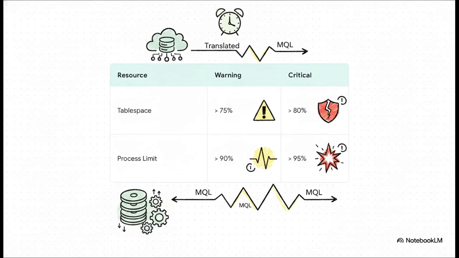And for the DBAs tuning in, we've got you covered. Here are the Oracle database thresholds. Table space utilization warns at 75% and goes critical at 80% over a 10-minute window. Process limit utilization warns at 90 and goes critical at 95 over 5 minutes. These align perfectly with database management recommended alarms, but they're translated directly into these really elegant MQL mean evaluations.